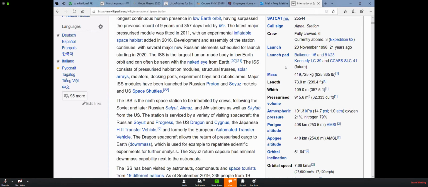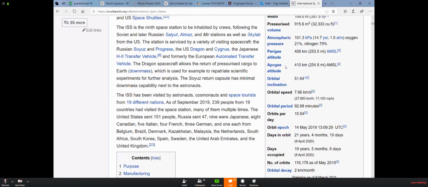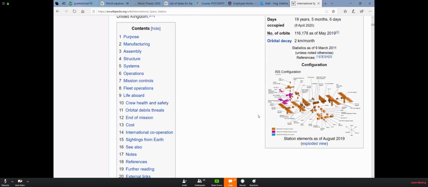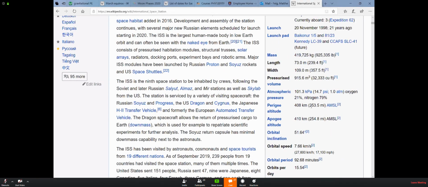I'm looking for the altitude, or the distance above the surface of the Earth. I think that's pretty good. Okay, so here's what it says about altitude. Ready? 408 kilometers at the lowest altitude, 410 kilometers at the highest altitude. So I'll just use 409 kilometers as an average altitude.